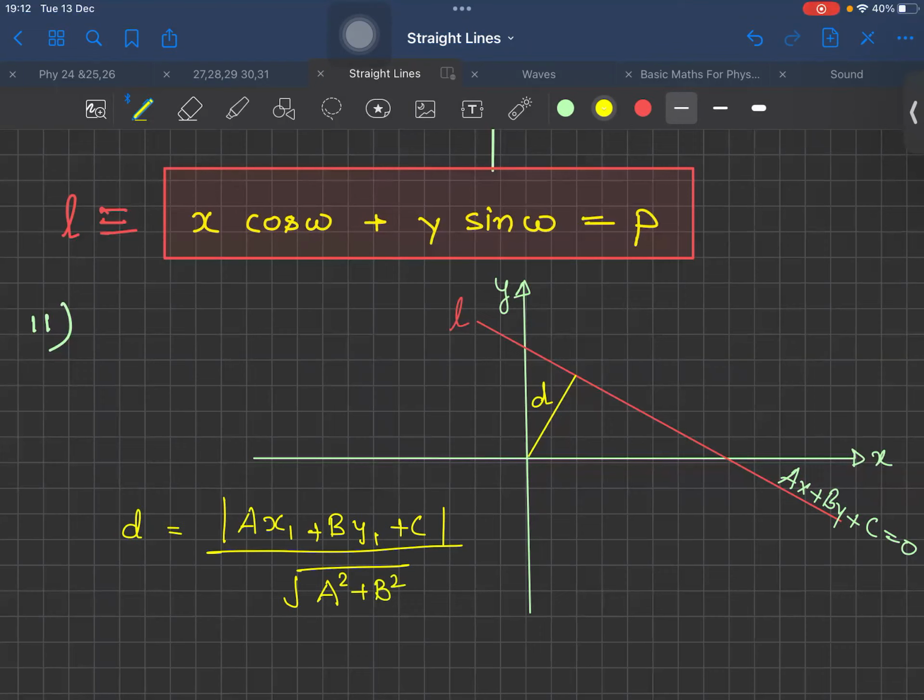And the point x1, y1 is this. This is the point P, let's say, given as x1, y1. This should be given, then you can find the perpendicular distance.